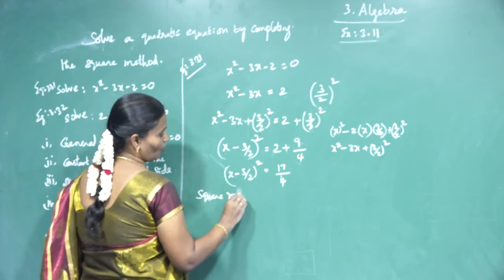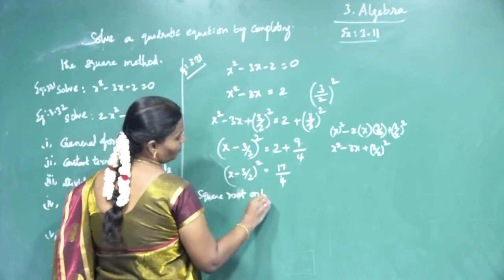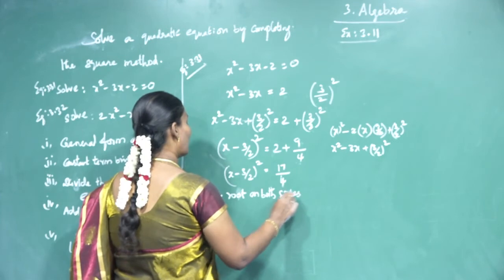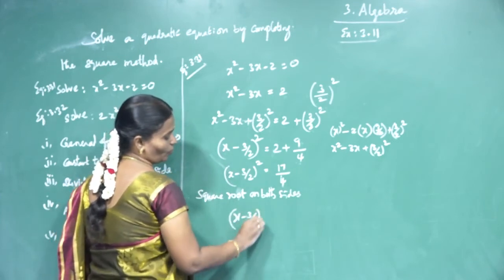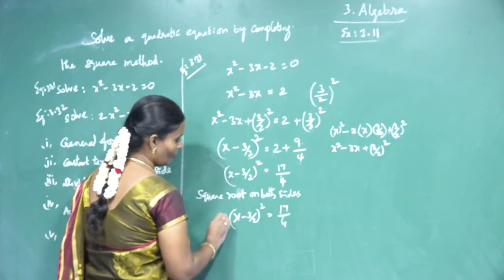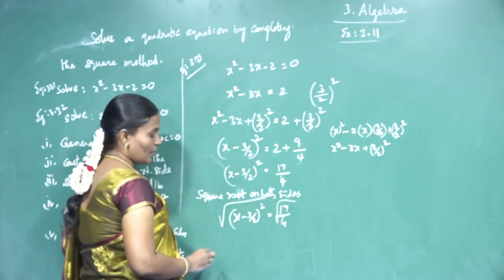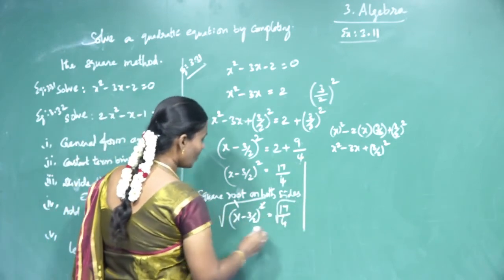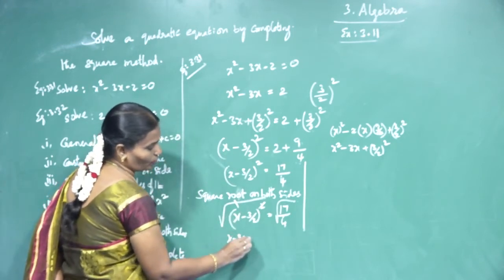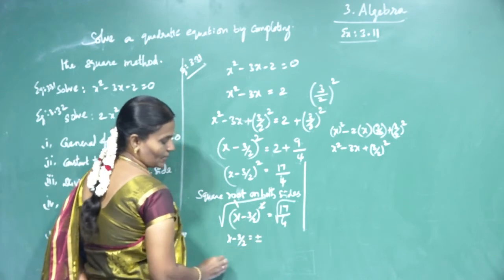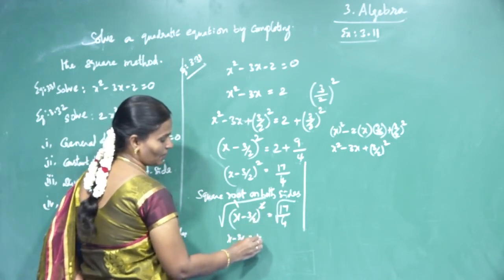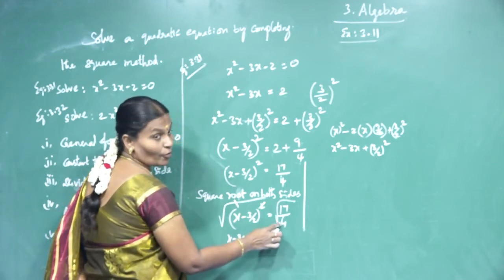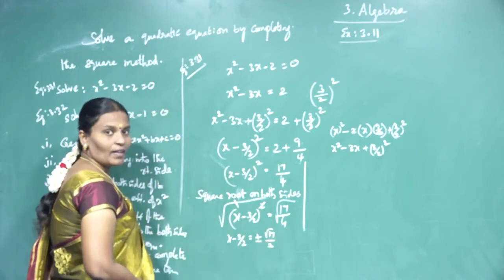Now, taking square root on both sides. x minus 3 by 2 the whole square is equal to 17 by 4. Taking square root on both sides, the square root and square cancel. So here, x minus 3 by 2 is equal to plus or minus, because if you take the square root, there comes a plus or minus. Plus or minus root 17 by, the square root of 4 is 2. So root 17 by 2.